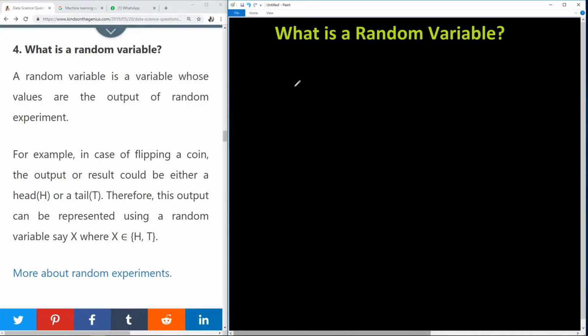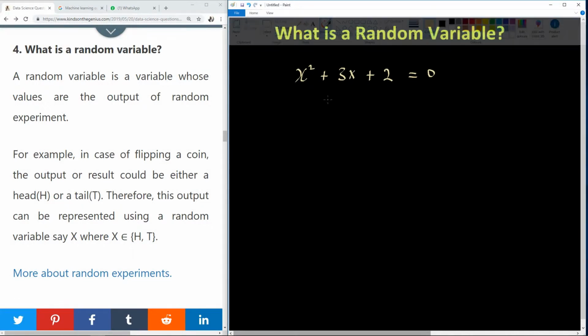Okay. So now a random variable is a variable whose values are the outputs of a random experiment. Now let's start from something we know to something we don't know. Let's take, for instance, you have a quadratic equation in this way. You have x squared plus, let's say, 3x plus 2 equals 0.